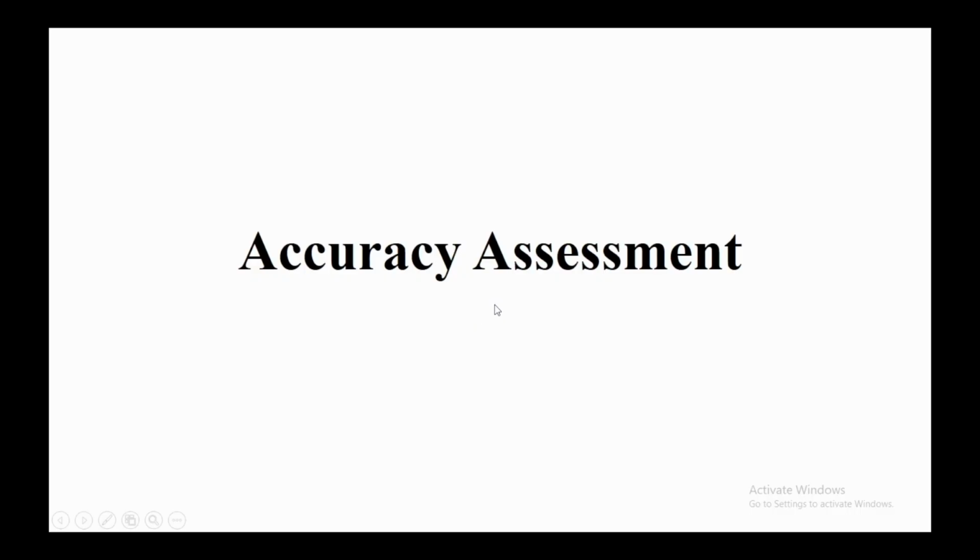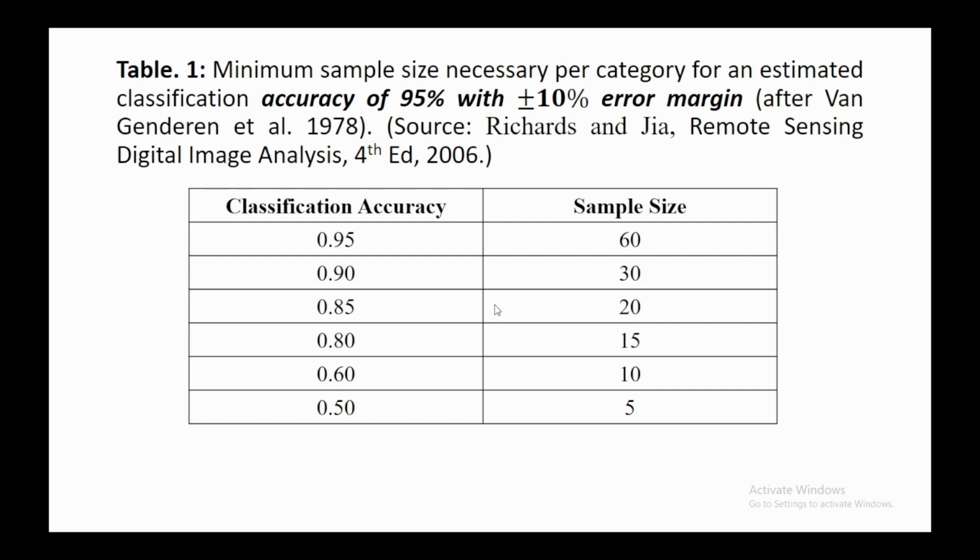Right, so in this particular PPT, I have shown how many points must be taken for each class by using a certain accuracy and by assigning a certain percentage of error margin. Please note I have taken this table from the textbook Remote Sensing Digital Image Analysis from Richards and Jia, and this is the 4th edition textbook from the authors. The table 1 here says the minimum sample size necessary per each category, which is nothing but each class, for an estimated classification accuracy of 95% with a plus or minus 10% error margin.